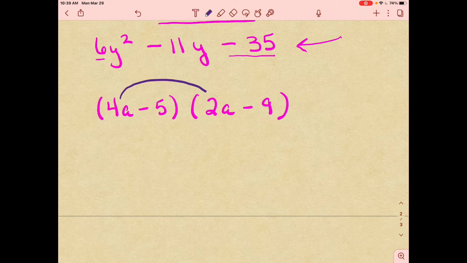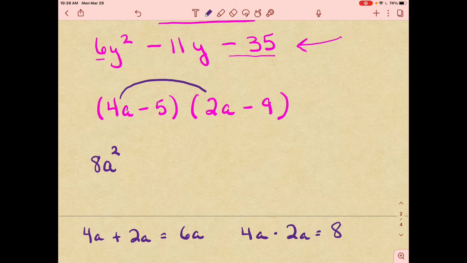You're in control. First, 4a times 2a is 8a squared. Okay, remember, 4a plus 2a is 6a, but 4a times 2a is 8a squared because the exponent just tells me how many a's am I multiplying.